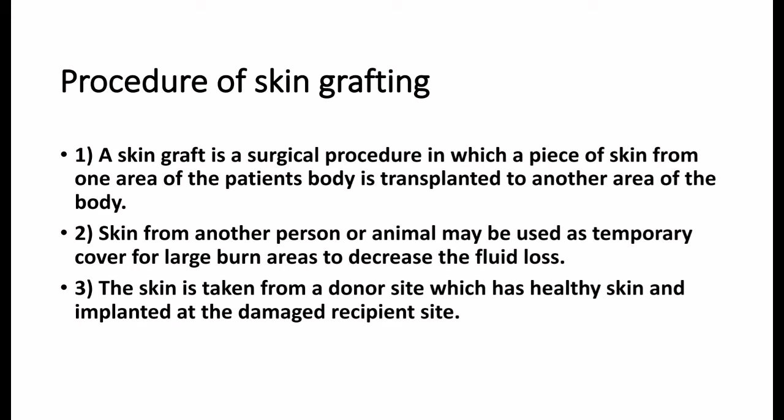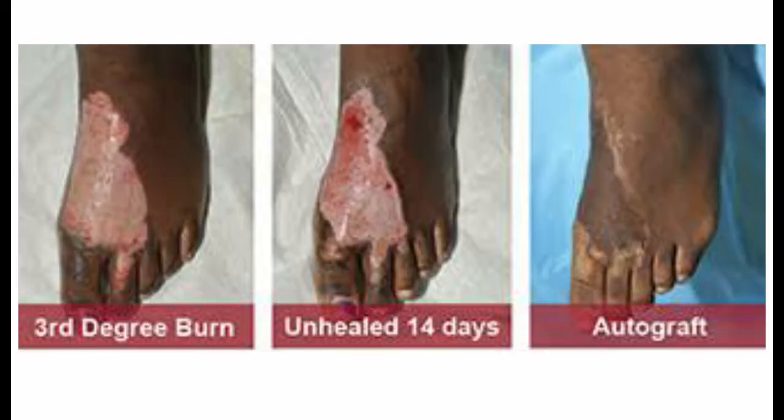Procedure of skin grafting. 1. A skin graft is a surgical procedure in which a piece of skin from one area of the patient's body is transplanted to another area of the body. 2. Skin from another person or animal may be used as temporary cover for large burn areas to decrease the fluid loss. 3. The skin is taken from a donor site which has healthy skin and implanted at the damaged recipient site. This is a picture showing free skin graft in third-degree burns.